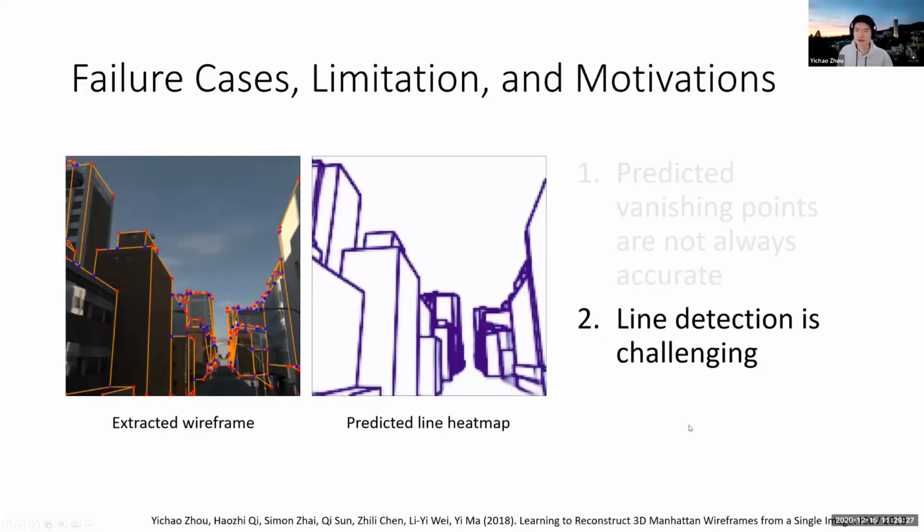And second, line detection is a very challenging one. The problem is that once the lines are short or dense, with a heat map based method it's very hard to get the lines extracted, because the resolution is just not high enough, and it's not really easy to increase the resolution with the current neural net technology.